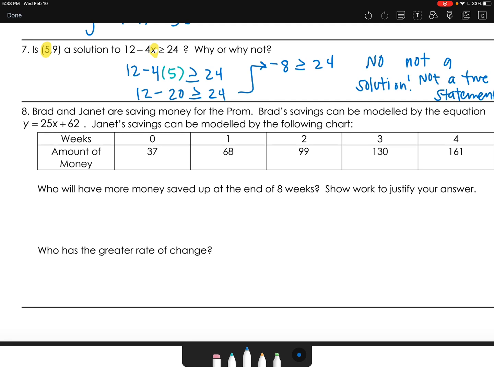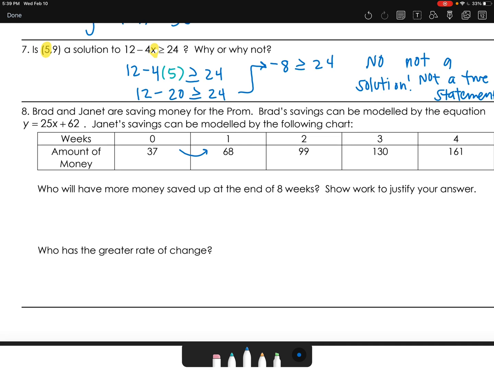Brad's savings can be modeled by this equation. Janet's savings can be modeled by this chart. Okay, so who will have more money saved up at the end of 8 weeks? So first thing, before we can compare who has more money, we need to make these look the same. So I actually am going to change Janet's table and make it into an equation, okay? So I want to see if I can notice a pattern in Janet's table here and see, okay, how much is it from 37 to 68? What's the change going on there?